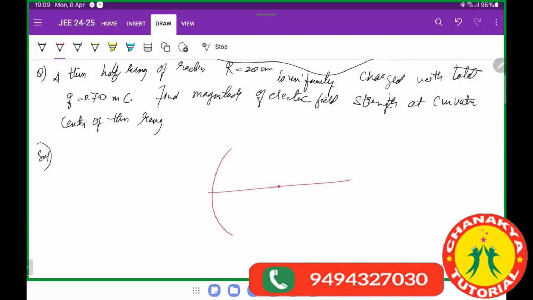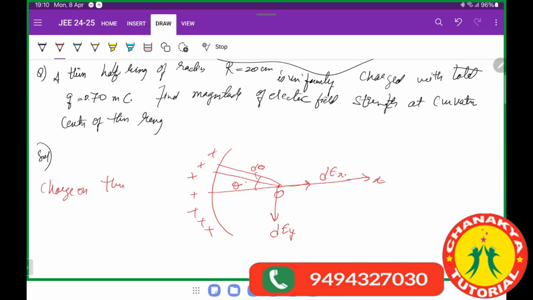Suppose this is the center O. Suppose these are all positive charge particles here. Due to that, there will be a small electric field, dE. Let's take this as the x-axis, so dEx. What should we take as the angle? Something theta, so we get the answer in theta, right? Yeah, theta. So let's take the small differential form, that is d theta.